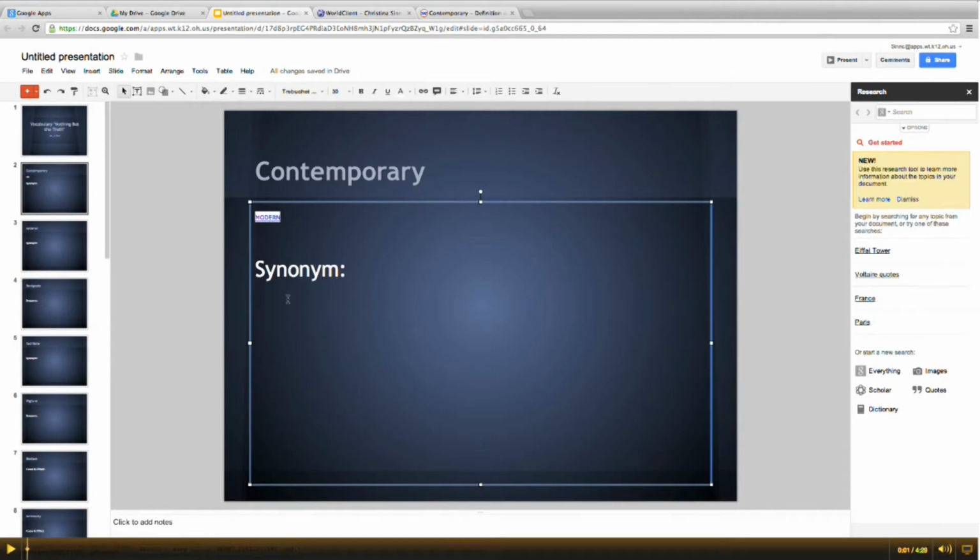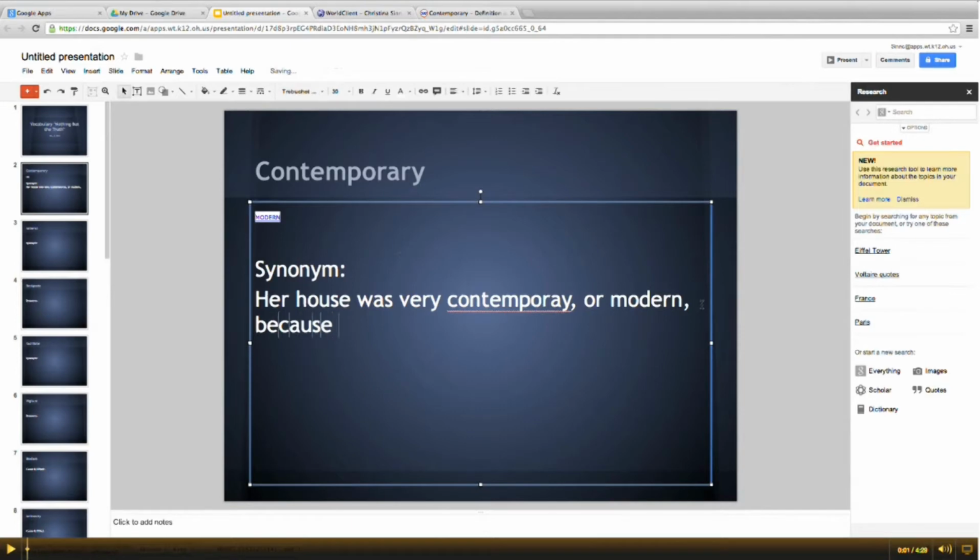A house. Her house was very contemporary, or modern. Oops, I spelled contemporary wrong. I have an extra R in there. No, you have the O in there somewhere where you don't need one. Oh, I need another R there. There we go. Because what's something contemporary?